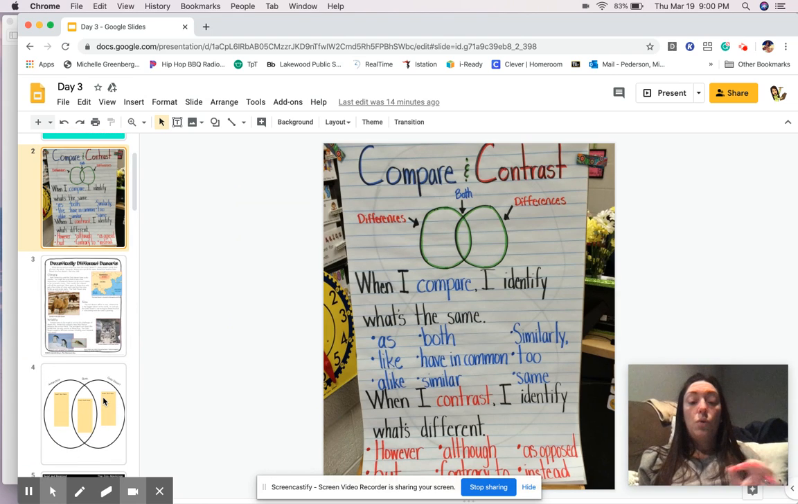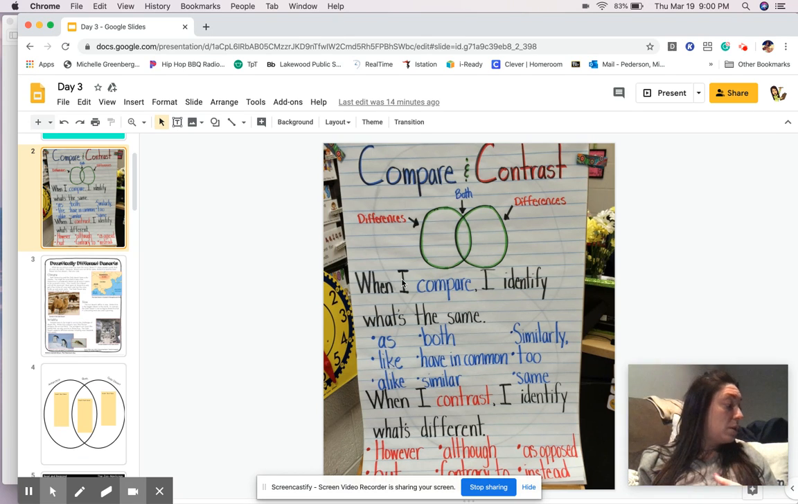Okay. So we're going to compare and contrast. And remember, when we learned about compare and contrast a few weeks ago, comparing and contrasting is seeing how things are alike and how they're different. So when you compare, you're going to see what's the same and what's different.